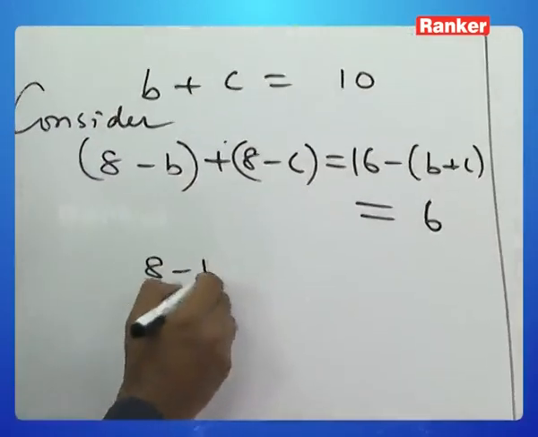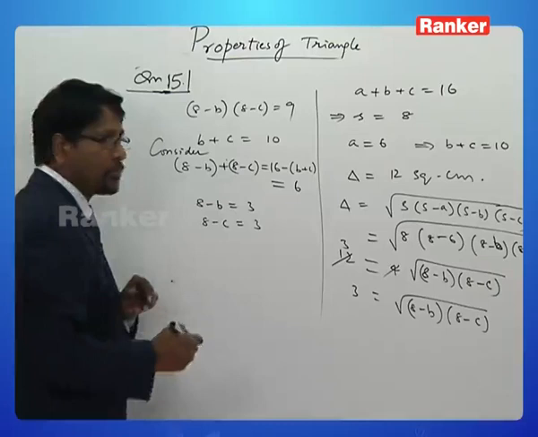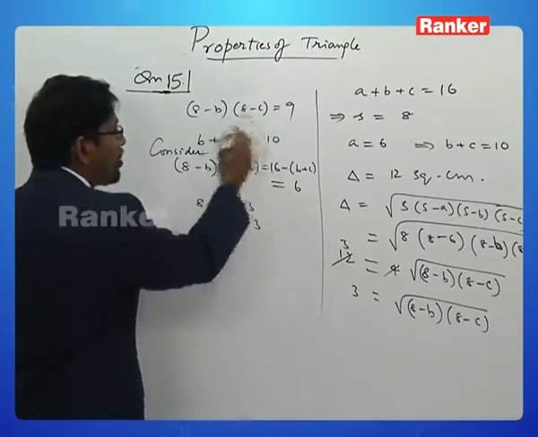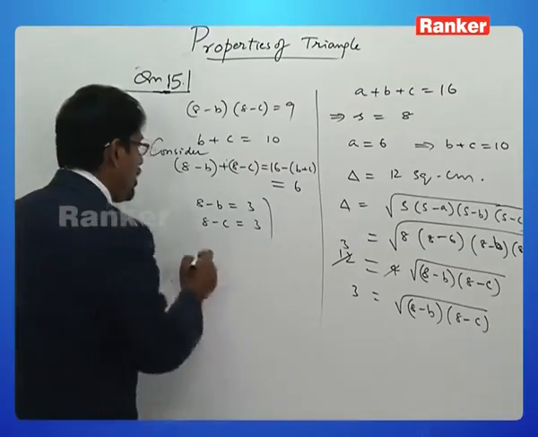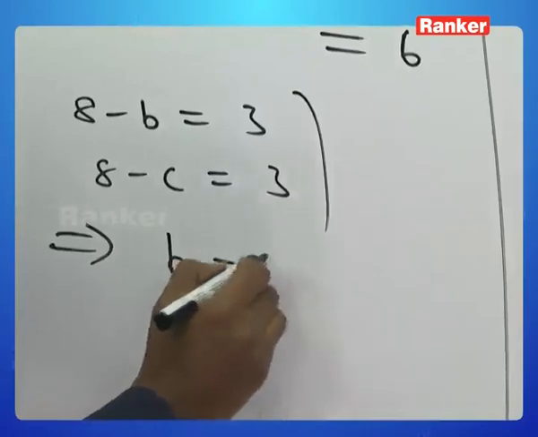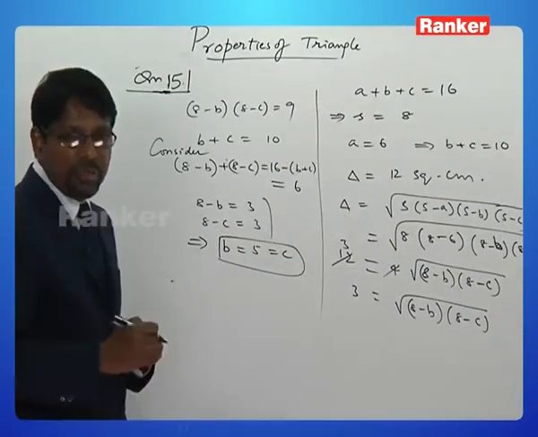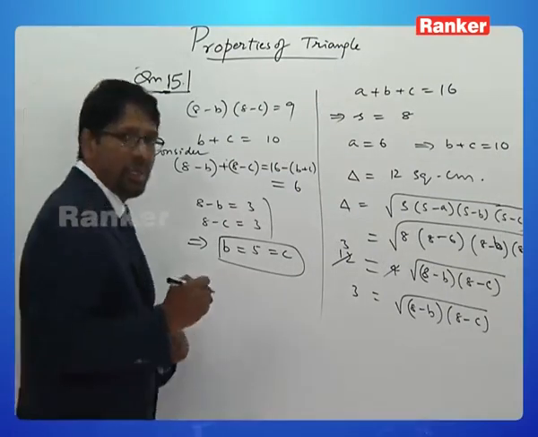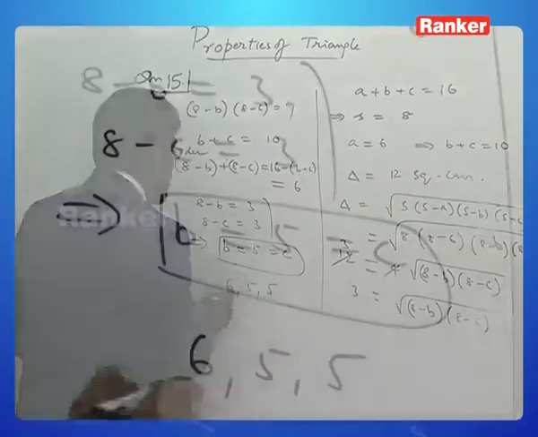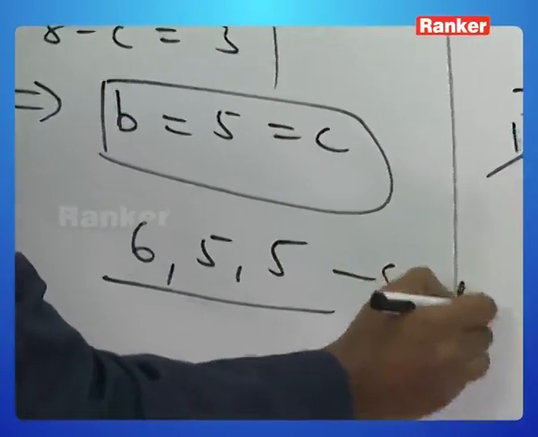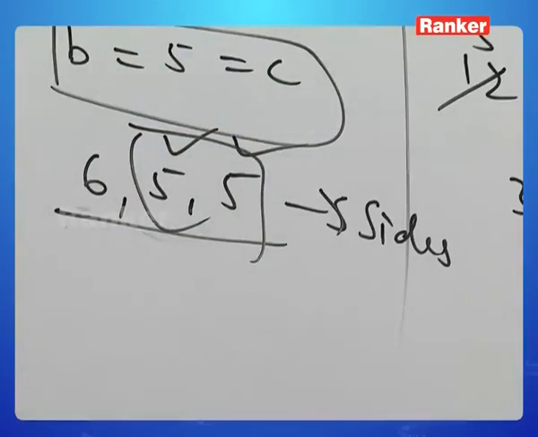Clearly 8 minus b has to be 3 and 8 minus c also has to be 3. So the sum is 6 and the product is 9. You can easily prove that these two are both equal to 3. So this implies b has to be 5 and c also has to be 5. So both of them are equal. b and c are equal here, so it's clearly an isosceles triangle. So 6, 5, 5 are the sides of the triangle, of which two of the sides are very clearly equal. So hence the triangle is isosceles.